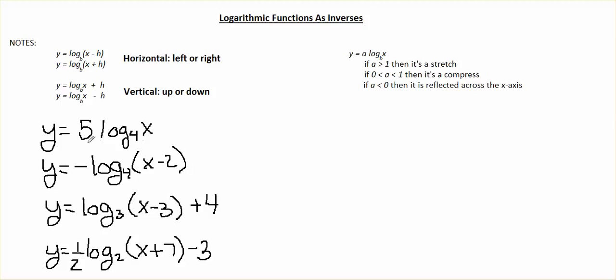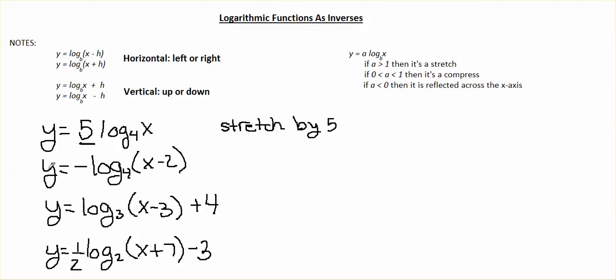Well, the number in front of our logarithm is 5. So let's go ahead and take a look at this case. If our number in front, the absolute value, is greater than 1, it's a stretch. So we're stretching this by a factor of 5. So it's a stretch by 5. We're not adding or subtracting anything to our x before we take our logarithm, and we're not adding or subtracting anything after we take the logarithm, so this is the only transformation.